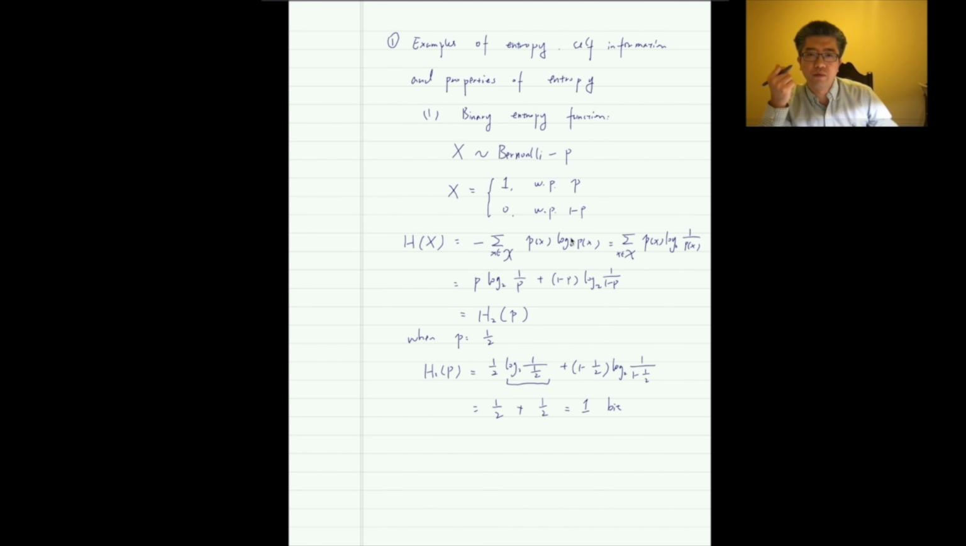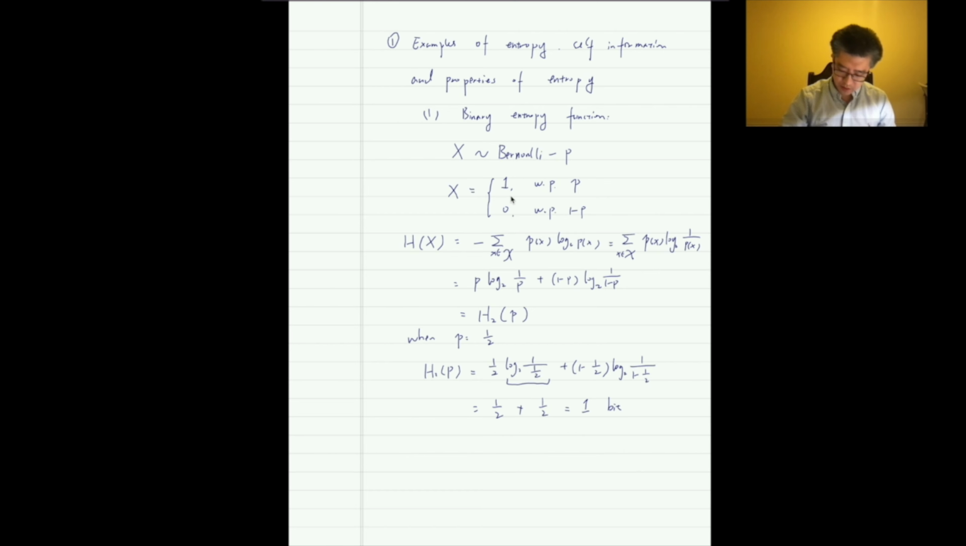In other words, it doesn't matter what the value of p is. In reality, we can always use 1 bit to represent the information. We can always use 1 to represent a 1, 0 to represent a 0. We can always do that. But if we want to measure the information, then the value may not be 1 bit.